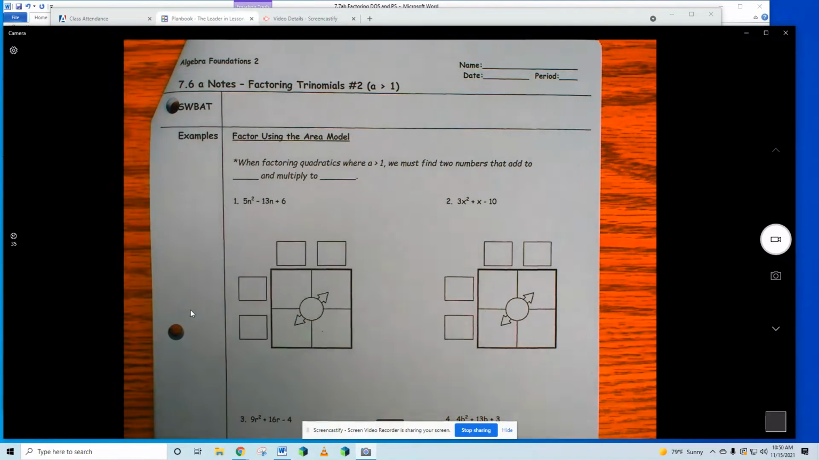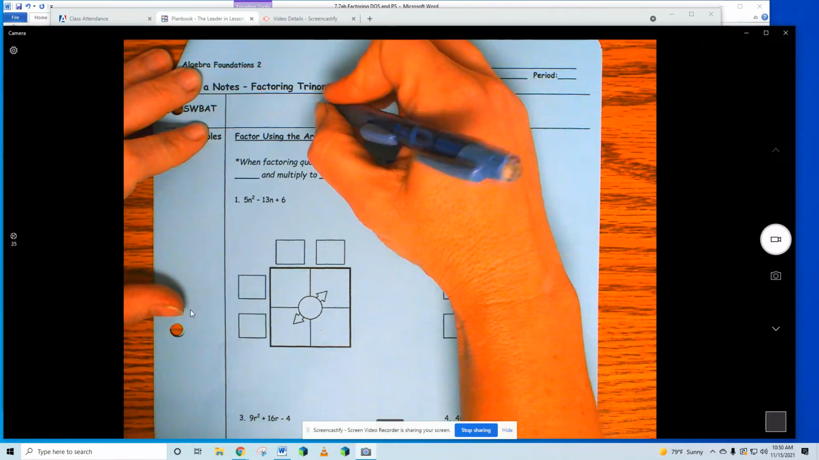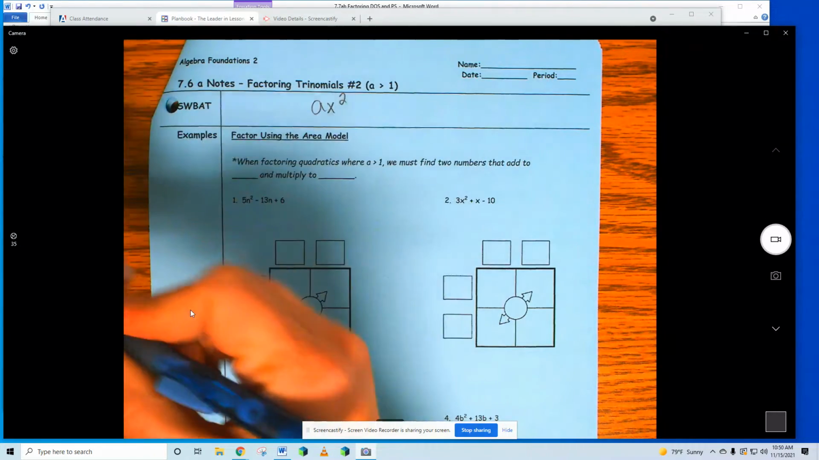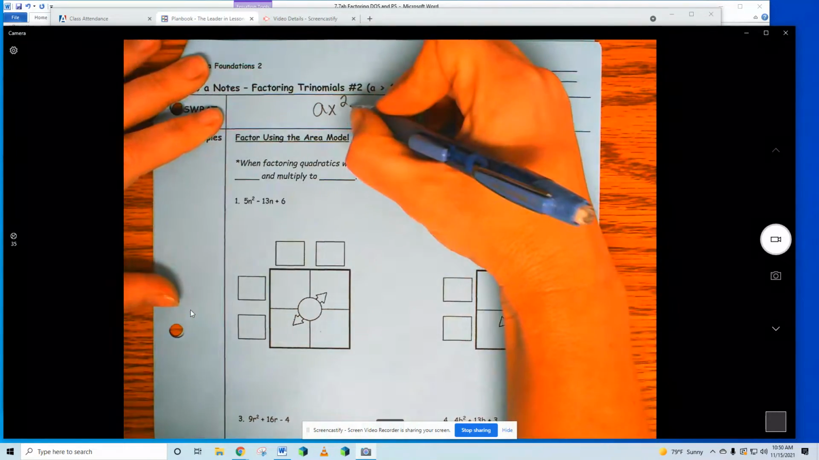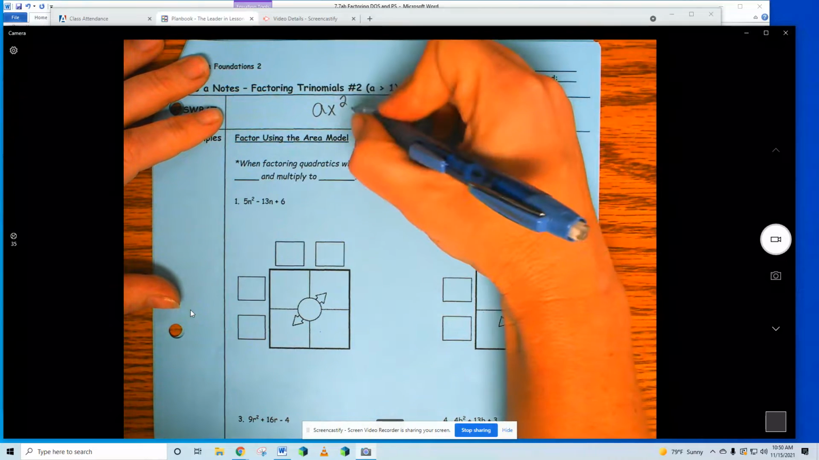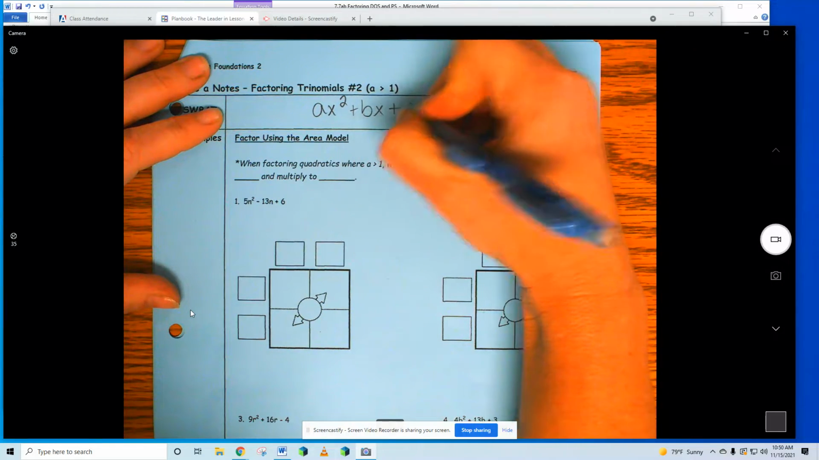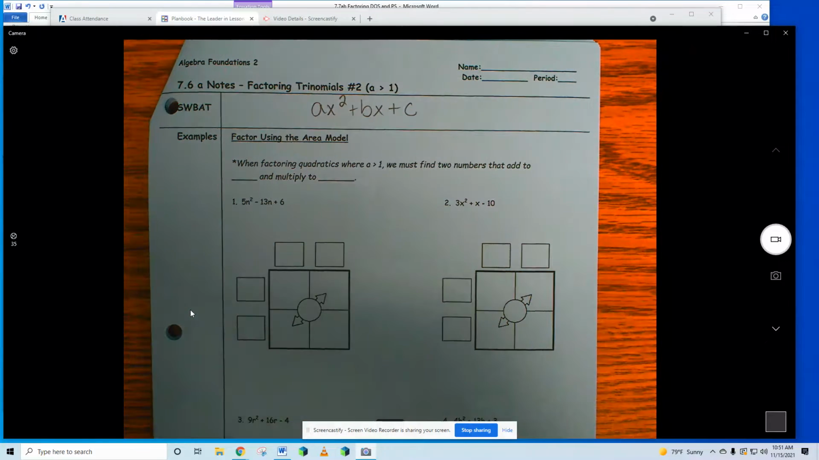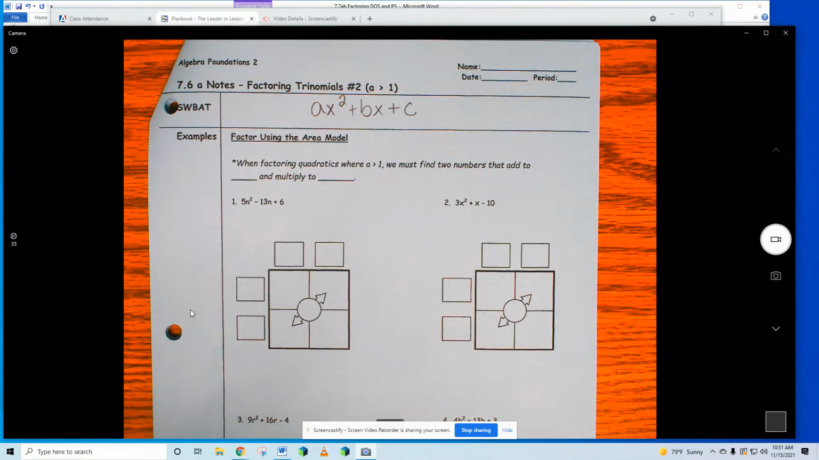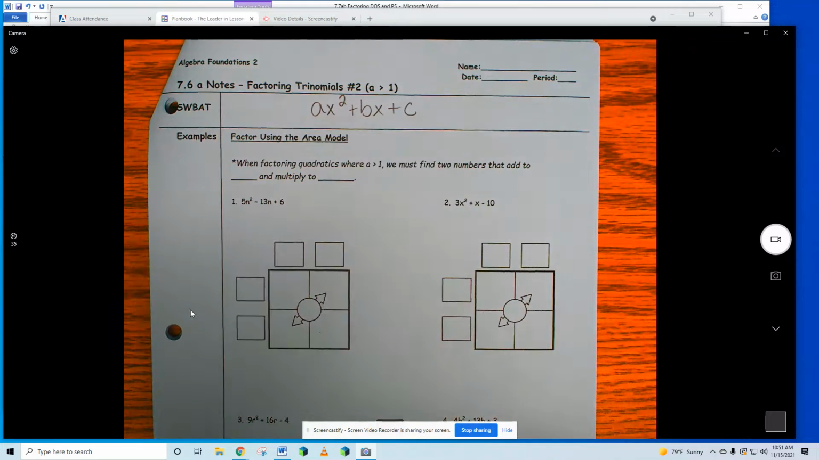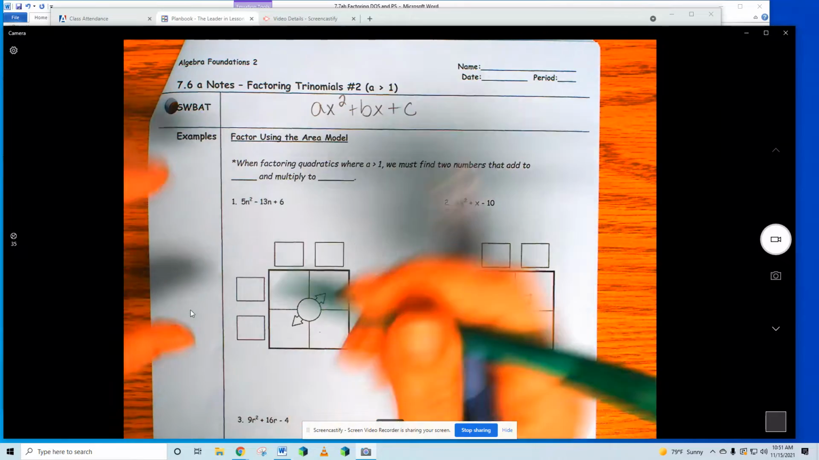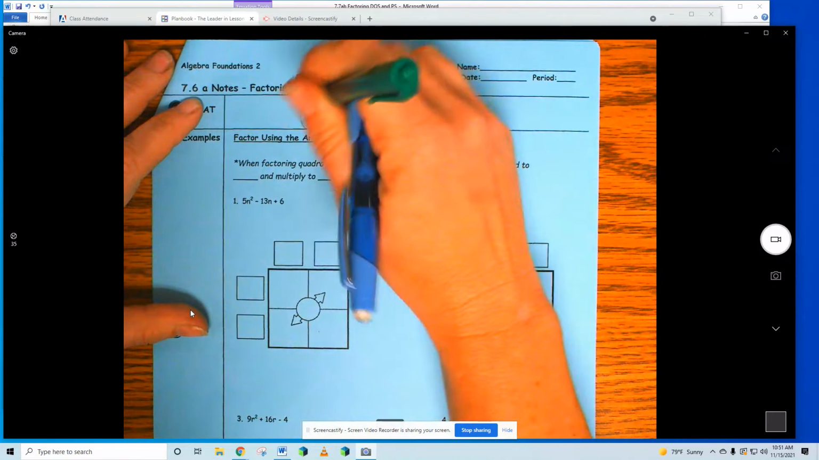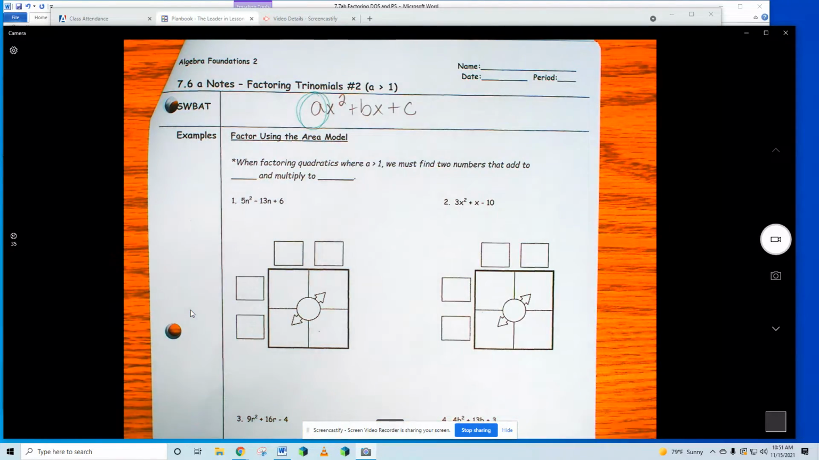So, reminder, our format is ax squared plus bx plus c. That is what we're doing. And what happens is now that I have an a, I now have to consider that.